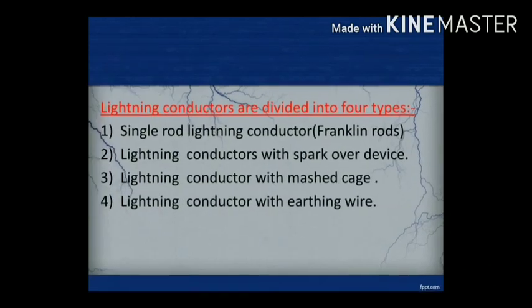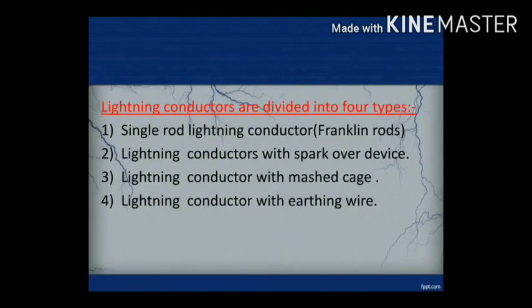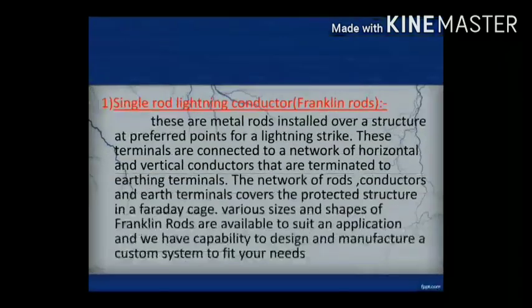Lightning conductors are divided into four types. First one is single rod lightning conductor. Second one is lightning conductor with spark power devices. Third one is lightning conductors with meshed cage. Fourth one is lightning conductors with earthing wire. In that, first one is single rod lightning conductor. It is also called Franklin rods.